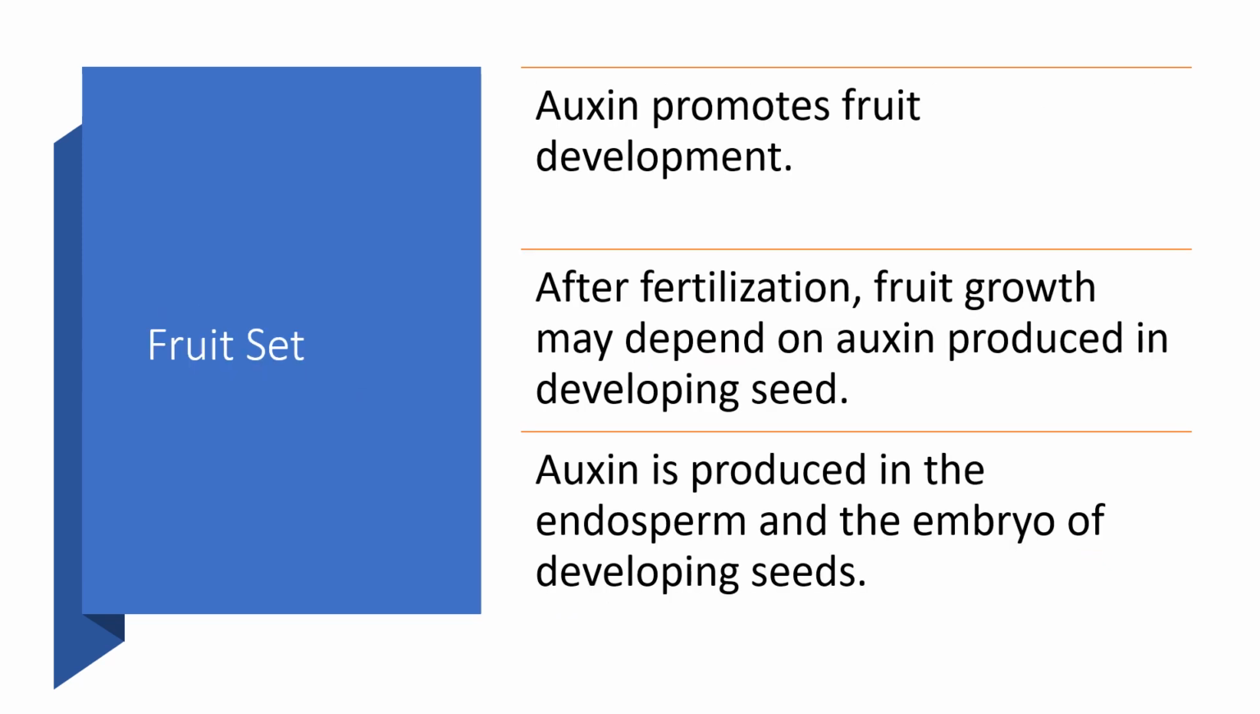Then the next is fruit set. Auxin promotes fruit development. Fruit set is defined as the transition of an ovary to a rapidly growing young fruit. After fertilization, fruit growth may depend on auxin produced in developing seeds. Auxin is produced in the endosperm and the embryo of the developing seeds. In some plant species, seedless fruits may be induced by treating unpollinated flowers with auxin.